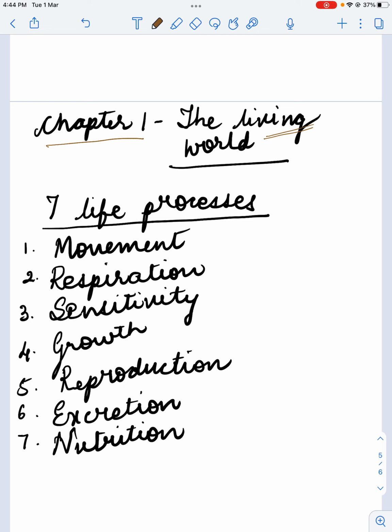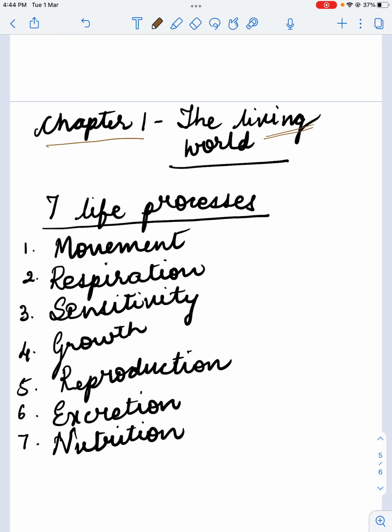All living organisms exhibit these 7 life processes, which include movement, respiration, sensitivity, growth, reproduction, and nutrition. None of the non-living organisms exhibit these processes, if you know what I mean.